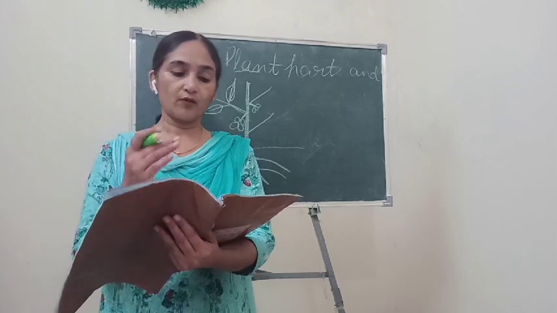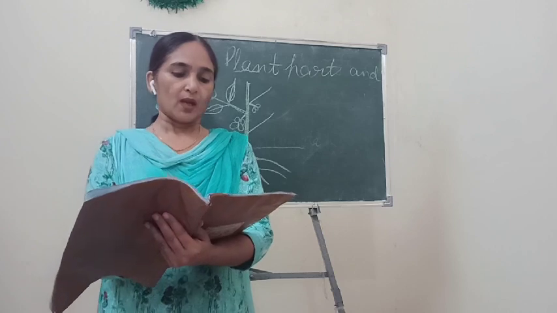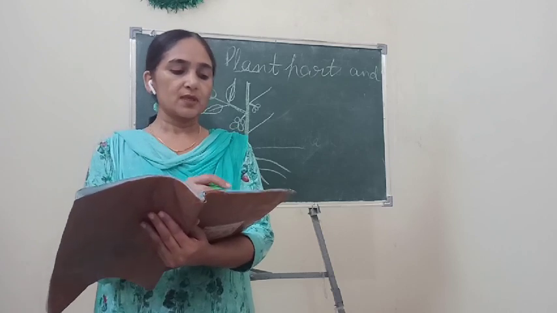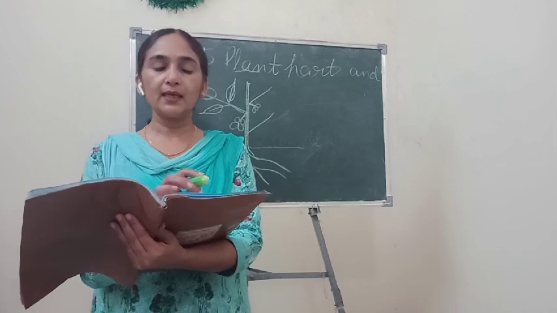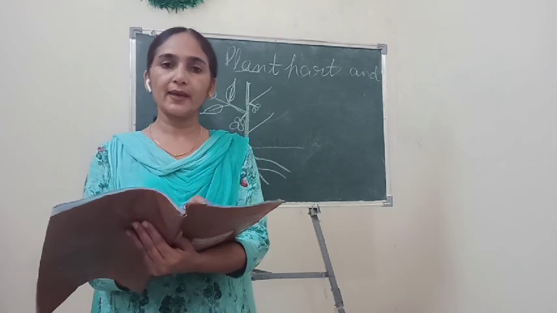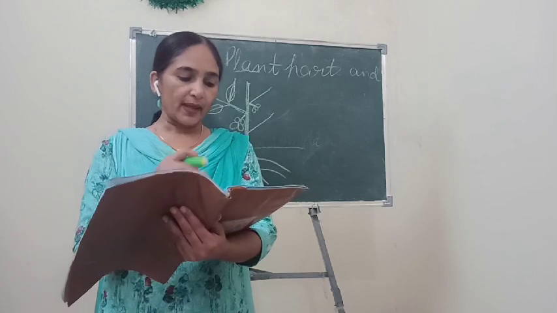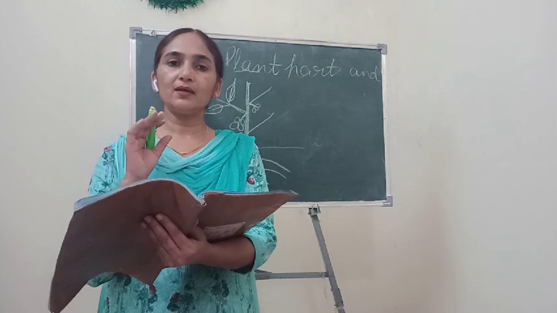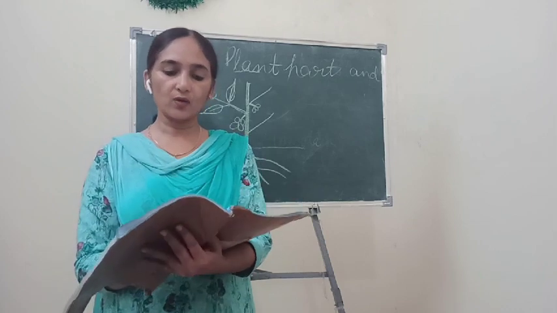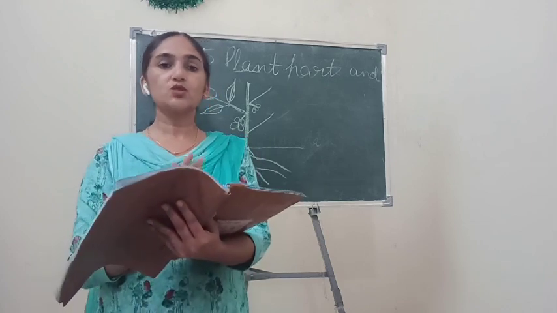Understand? In the form of food we can use them. We eat the leaves of these plants as food. So the next part is about the flower, fruits and seeds. This is the last part of this shoot system.